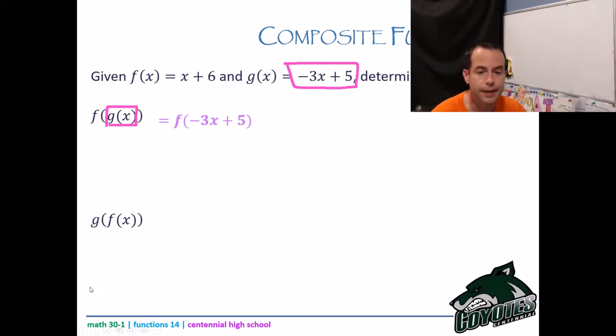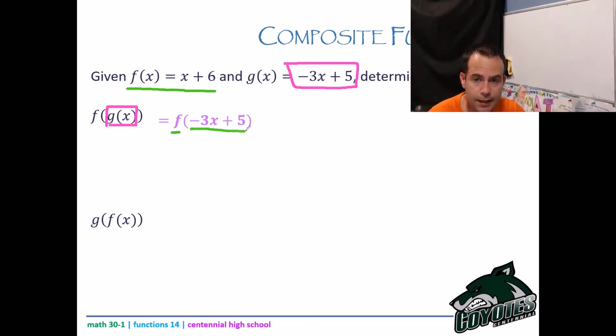Well, this says take the f equation and replace x with negative 3x plus 5, right? On a previous slide, I said, what's f of 2? And you replaced x with 2. There's no difference here now, except it's a little messier. So here it says f of negative 3x plus 5, so we're going to replace x with negative 3x plus 5.